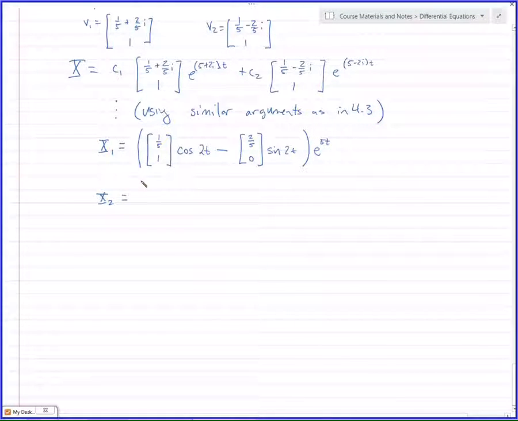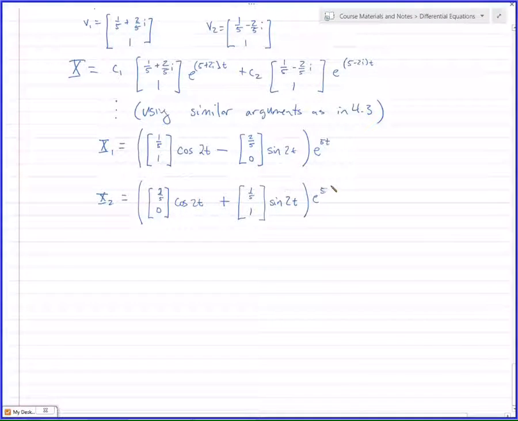And then x2 is 2/5 0 cosine of 2t plus 1/5 1 sine of 2t e to the 5t.